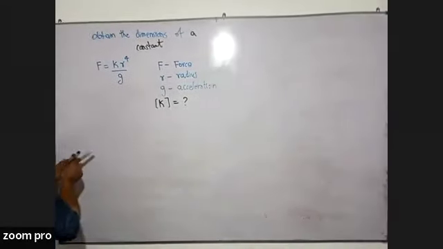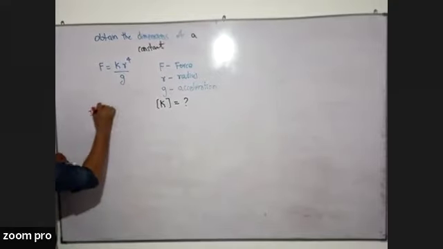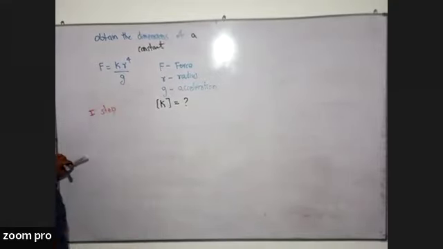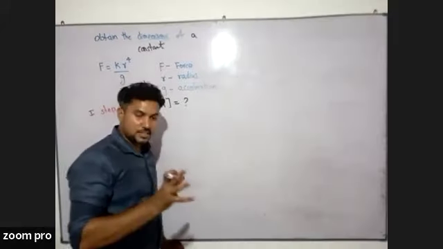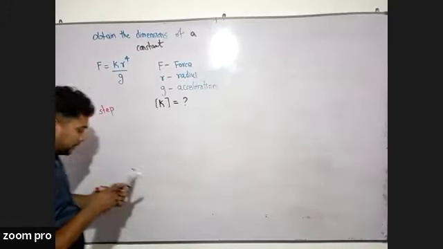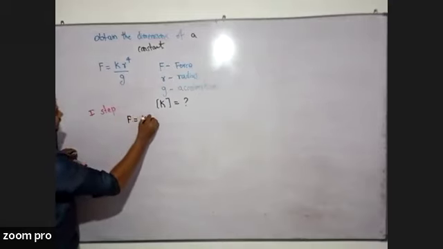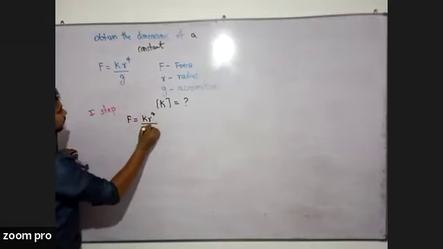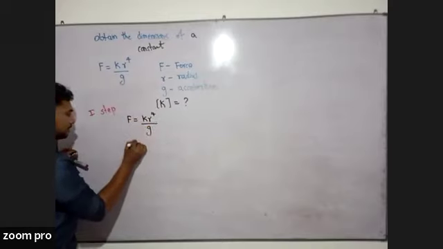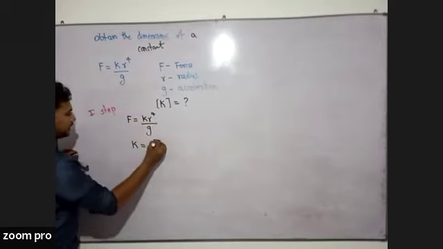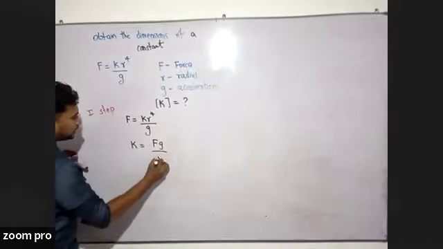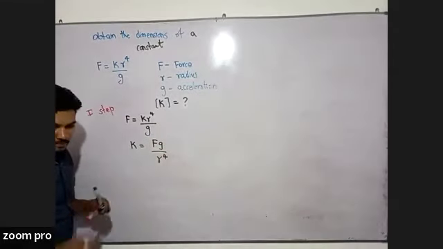So the first step is you have to make the constant the subject. In this equation, if F equals K R to the power 4 over G, then if I make K the subject, it should be F G over R to the power 4.